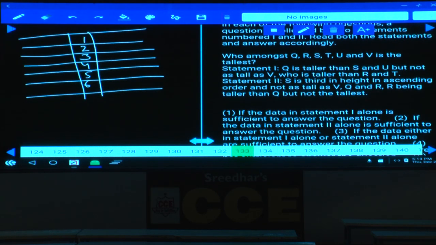Then condition number 1: Q is taller than S and U. Q is taller than both S and U but not as tall as V. Hence Q is not as tall as V means V is taller than Q. And V is taller than Q.